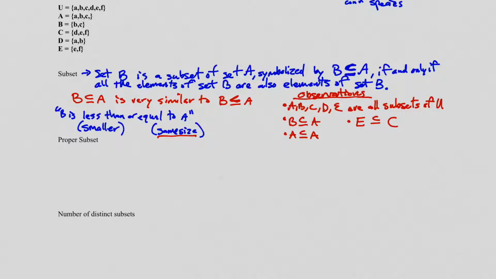We can also see that, let's say D is not a subset of C. Okay. And how do we say not? We just draw a line through it like this. And D, because D is A and B, elements A and B, C does not have A and B. It has D, E, and F. So D would not contain anything in C. So we would say it is not a subset.